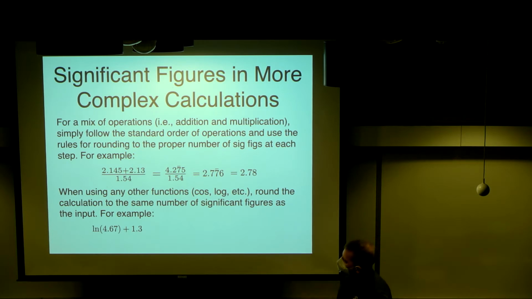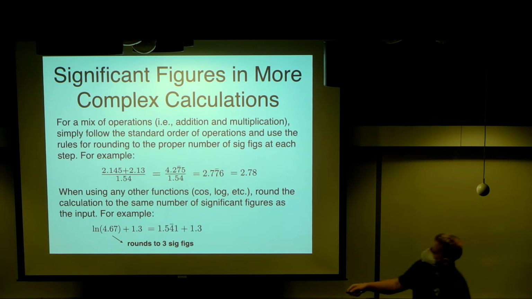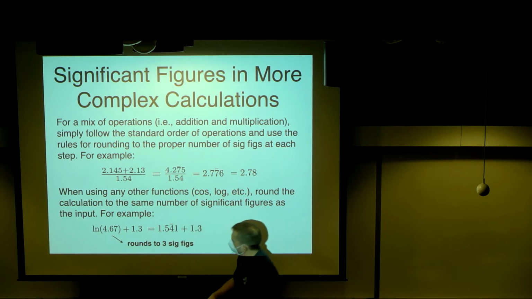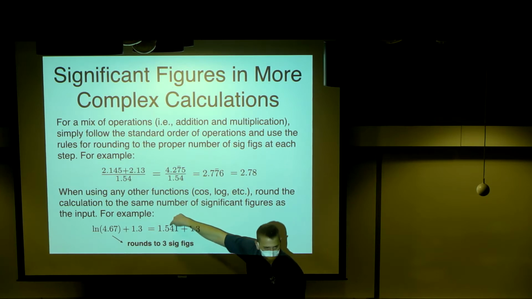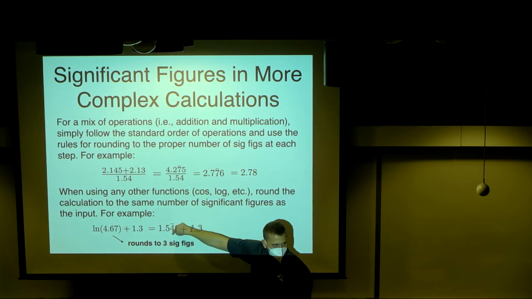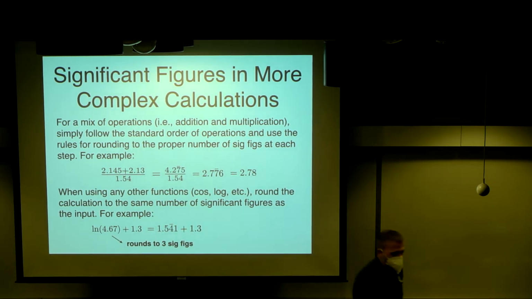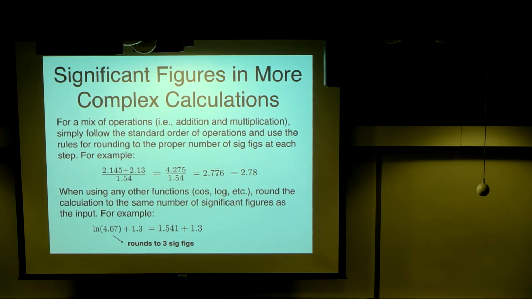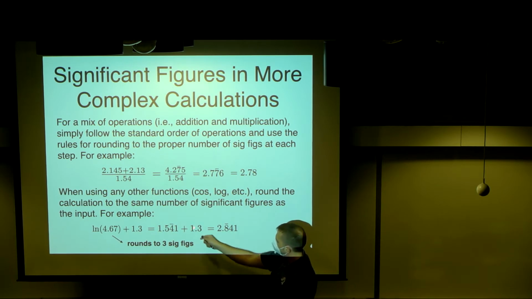So I have natural log 4.67 plus 1.3. I'm going to round the first thing to 3 sig figs because what I'm putting into it has 3 sig figs, okay? If you punch this into your calculator, you're going to get 1.54, and then there's a 1 after that. But notice what I'm doing. I'm putting the bar above the 4 because that's where I'm supposed to round, okay? I'm not going to do it yet, but I'm just keeping track of it right there. And then add those two numbers together. I have 1.541 plus 1.3.